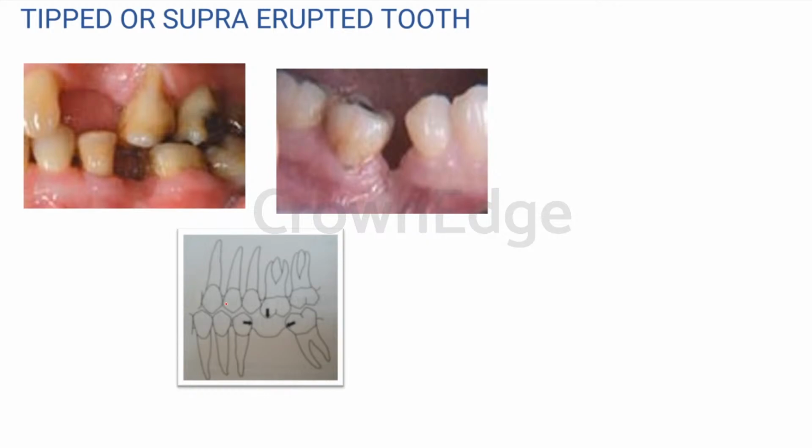Now coming to another case scenario, which we saw in your class 3 and class 4 of the PDI classification. That is your tipped or supra-erupted tooth. Like I told you earlier, whenever there is a space present, the first thing that always happens is supra eruption. The opposing tooth will try to enter into the edentulous space. This is what first happens.